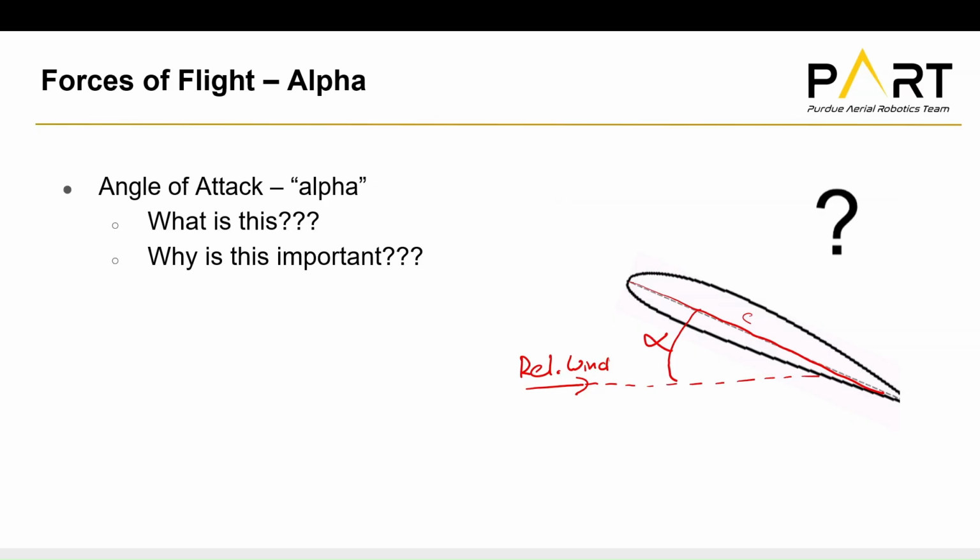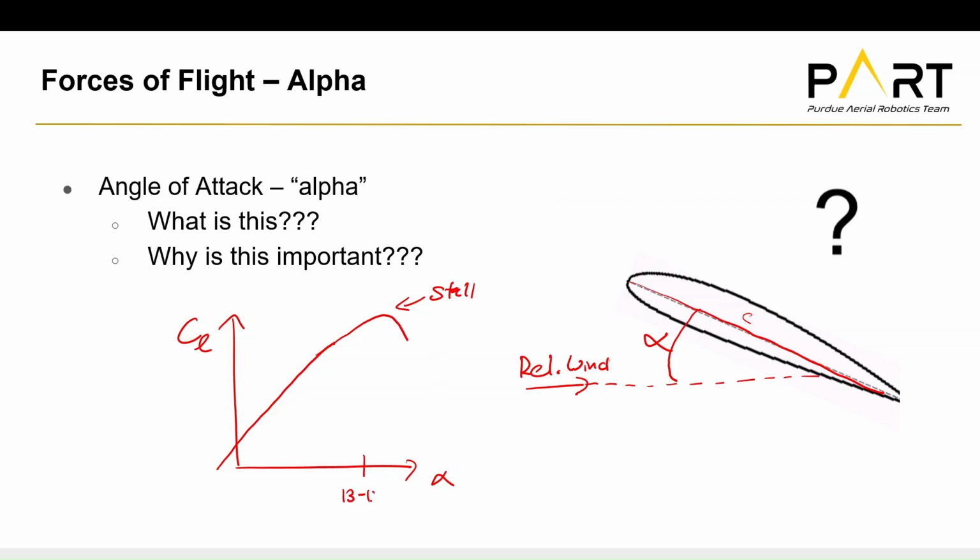Okay, so why is this important? Well, if you remember back to our CL alpha plots, alpha determines our lift and our drag at any given point. So CL, remember it's little l for airfoils, big L for wings. CL alpha and our curve looks something like this. And if you remember, our stall happens here at around somewhere between 13 to 15 alpha. Right, this kind of shows how important alpha is for the coefficient of lift on a wing.